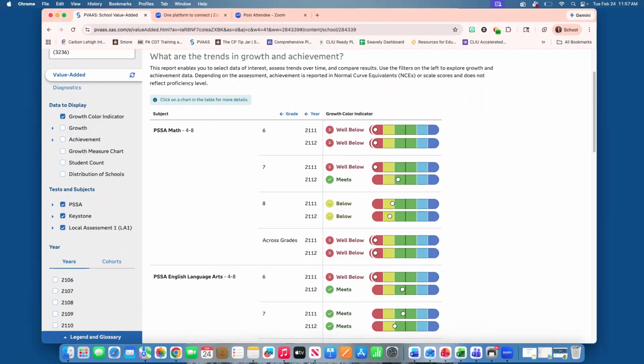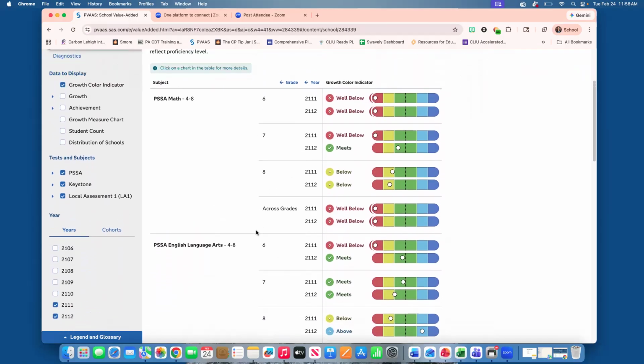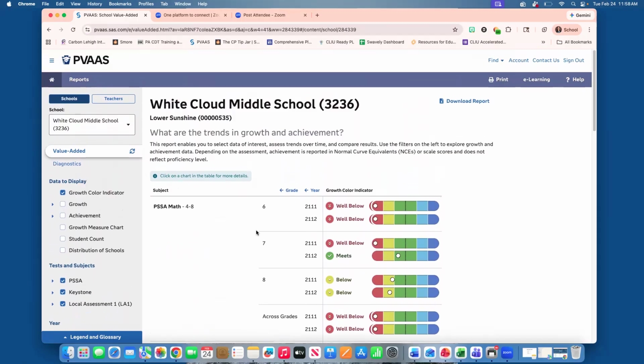What instructional strategies might have contributed to this growth? We can also use this report to reflect. Where might students need additional support moving forward? And what adjustments can strengthen growth for next school year? So again, this is the value added report.